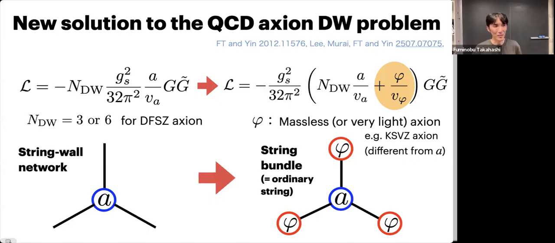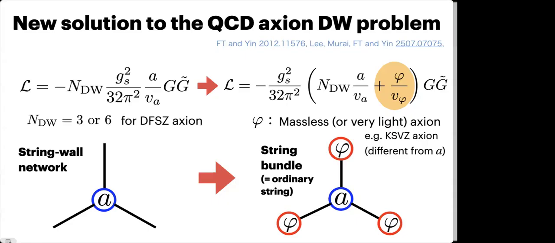Yes, that's right. That is the objection to the Lazarides-Shafi mechanism, and it's fair to say that it's really not trivial to implement the Lazarides-Shafi mechanism in a realistic KSVZ axion setup, and it tends to be really complicated. You introduce many degrees of freedom and many axions and so on.